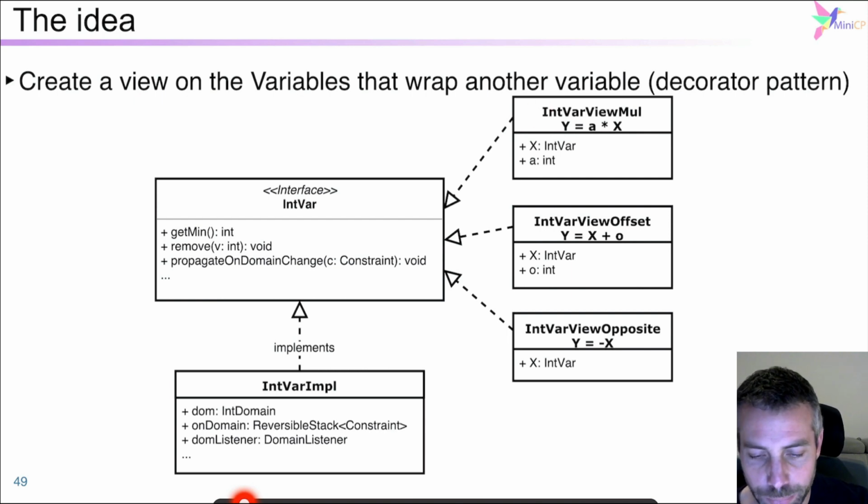Because they all implement int-var, they will be considered as integer variables, and you can use them inside your models or inside your propagators. You can do everything you can do with a standard variable because you really implement this int-var interface. But in terms of implementation, what we do is an idea that is also used by databases, for instance. When you have a database, you can also create a light view on some tables. That's exactly the same idea that we will use here.